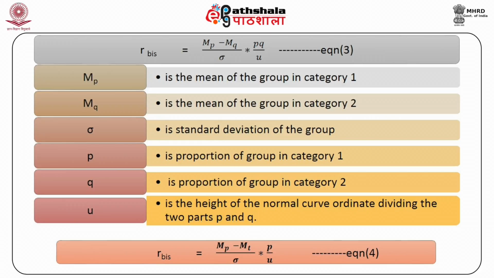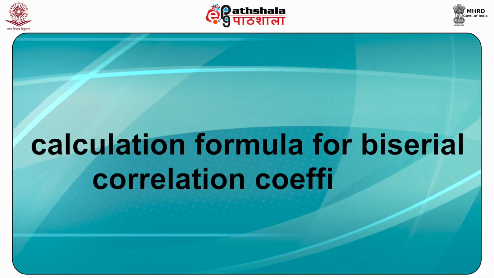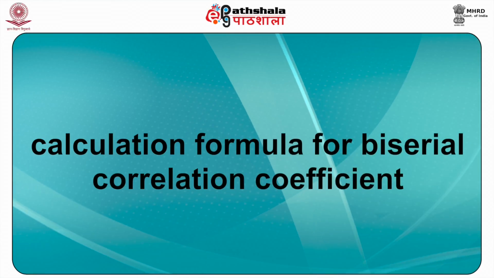Let us understand what each symbol means here. Mp is the mean of the group in category 1. Mq is the mean of the group in category 2. Sigma is the standard deviation of the group. P is the proportion of the group in category 1. Q is the proportion of the group in category 2. U is the height of the normal curve ordinate dividing the two parts P and Q. The calculation formula for the biserial correlation coefficient.